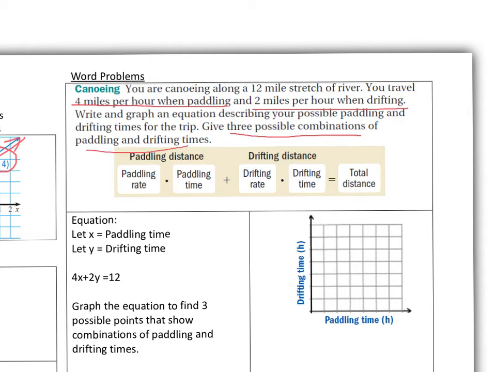So I can let x equal paddling time and y equal drifting time. Okay, and then the total length or distance would be 12 miles, right? So 4 times x will be my total paddling distance. And 2 times y will be my total drifting distance. And I need to set it equal to 12, and that's where it comes from.